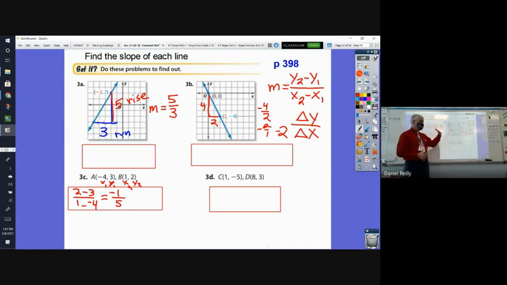I just did x over y. That's a very common mistake. That's upside down. Okay. It's always change in y over change in x. Rise over run.